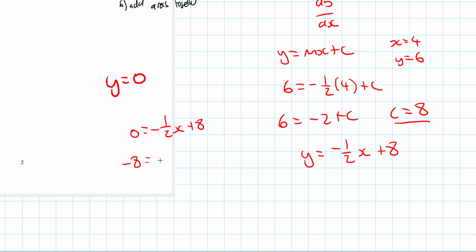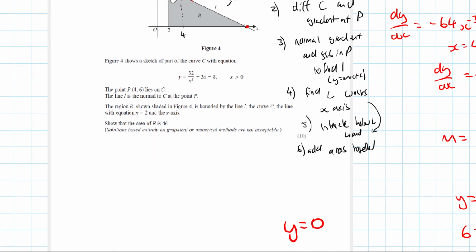And then it's minus 8 equals minus a half x. And then we're going to times both sides by minus 2 to get 16 is equal to x. So we know that at 16, 0 is where the line crosses the x-axis. So we know the line here is 16.